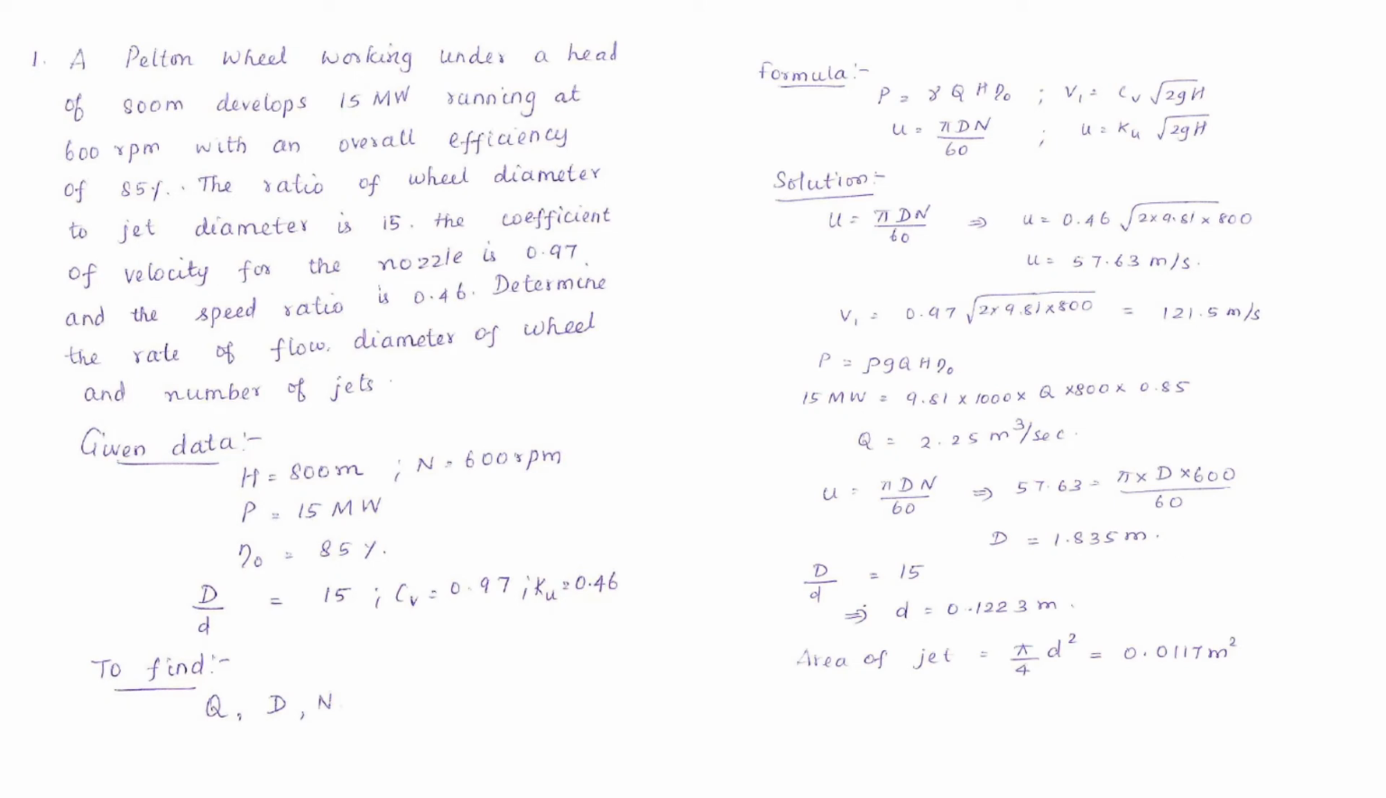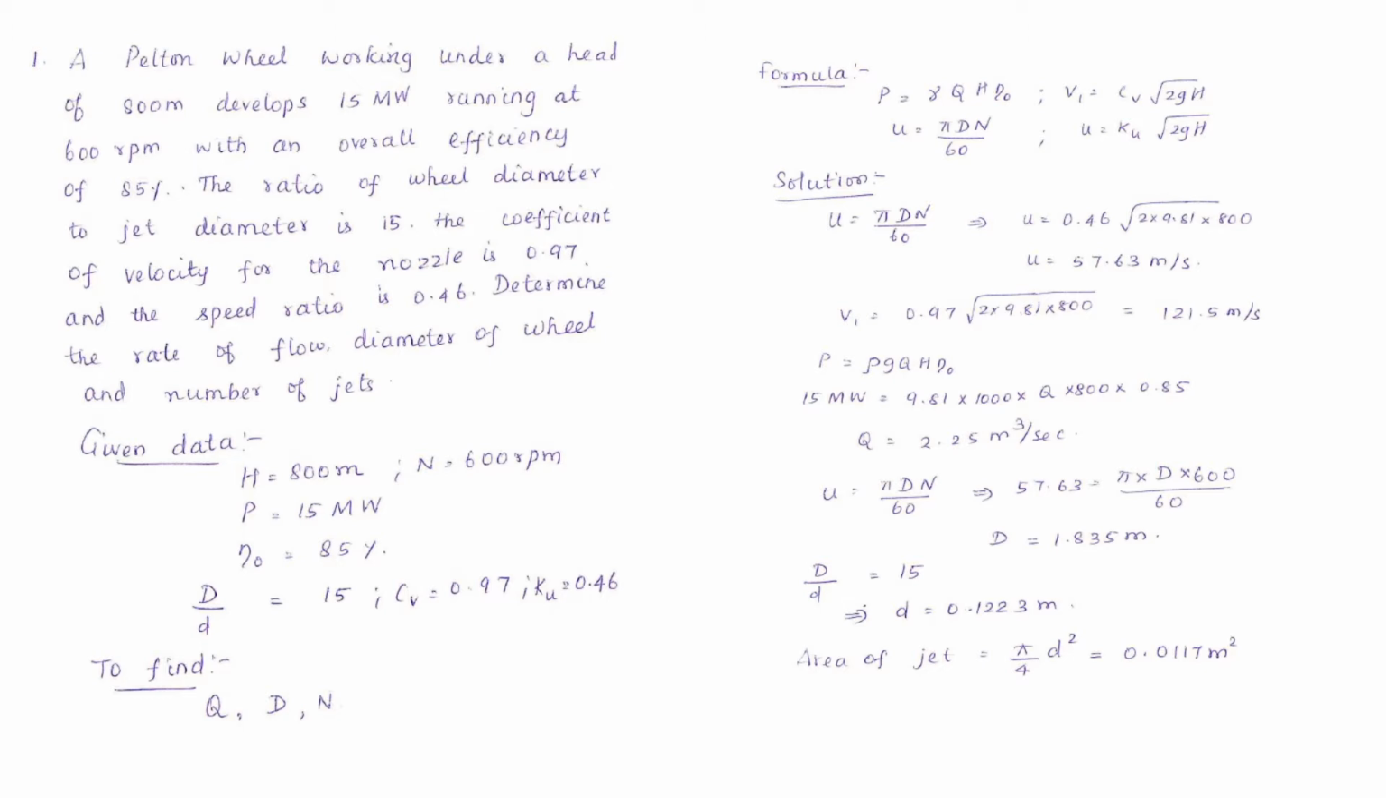A Pelton wheel working under a head of 800 meter develops 15 megawatt running at 600 rpm with an overall efficiency of 85%. The ratio of wheel diameter to jet diameter is 15, coefficient of velocity is given, speed ratio is given. Determine the rate of flow, diameter of the wheel and the number of jets.